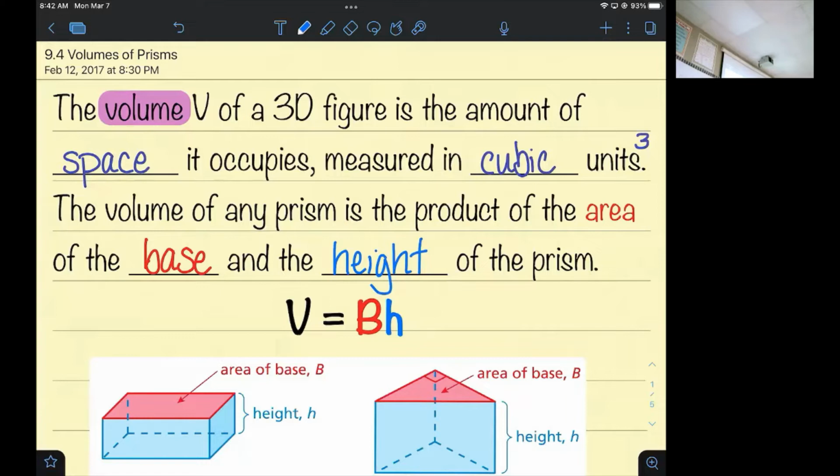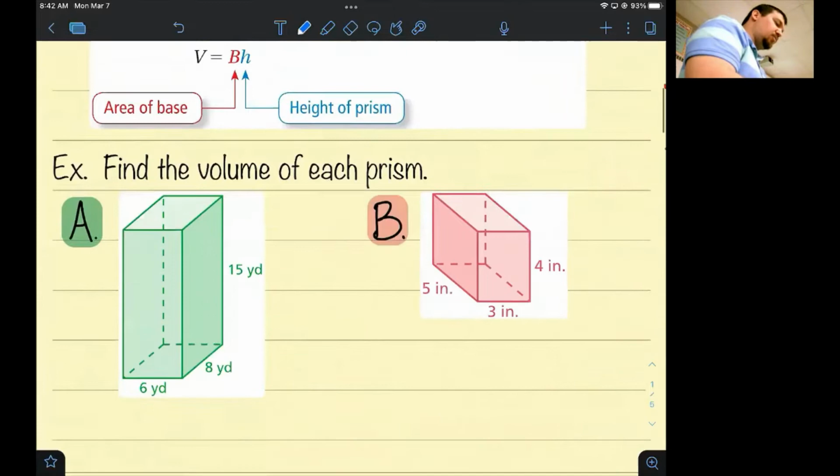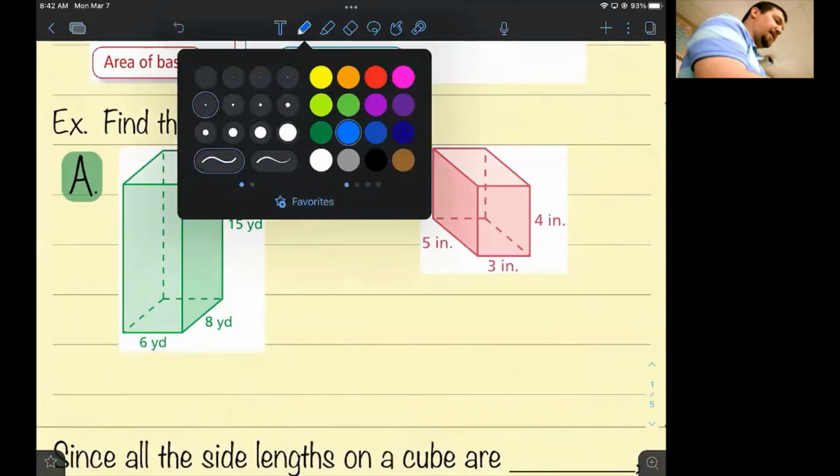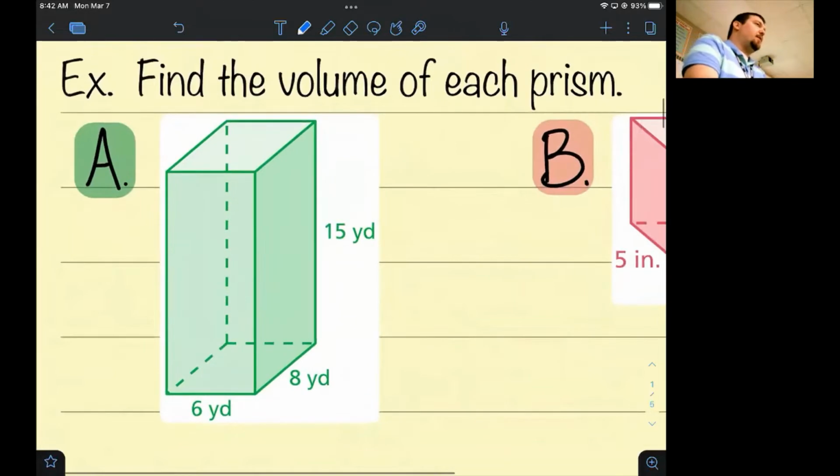All right, so a few of the blanks are already filled in here for section 9.4. Volume is cubic units, and it's the area of the base times the height. So on this rectangular prism, for example A, the area of my base.